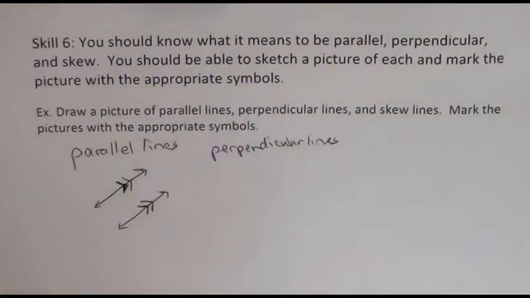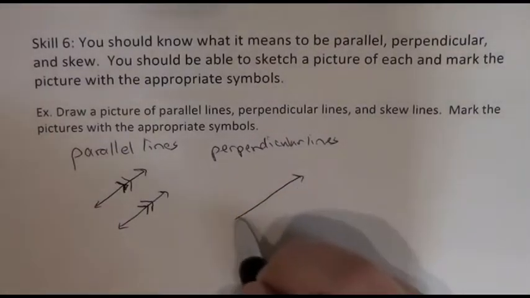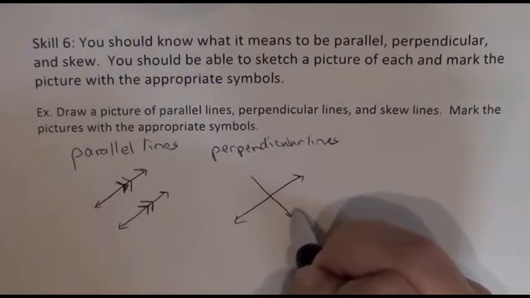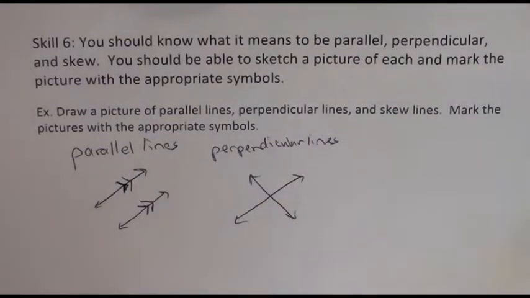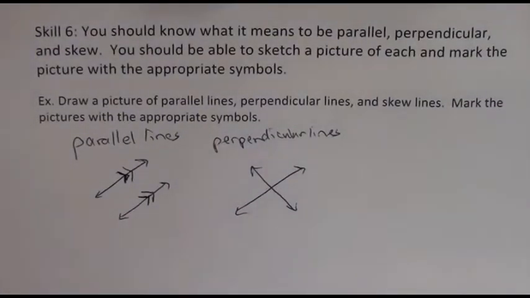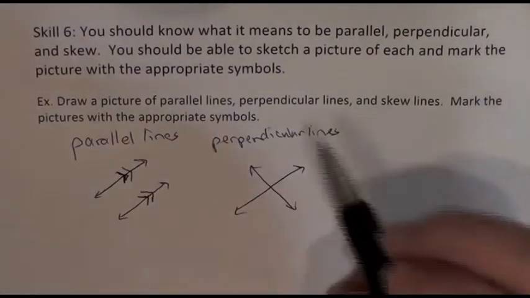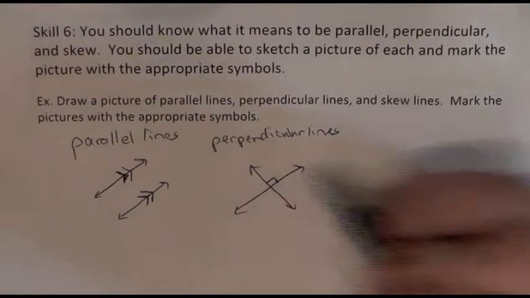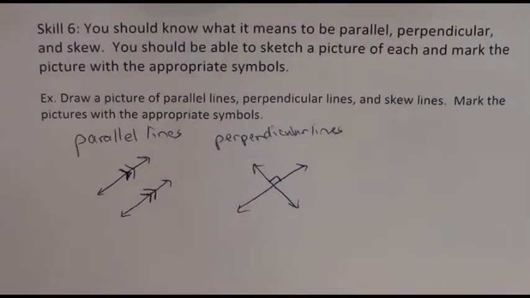Perpendicular lines are lines that cross at a 90-degree angle. So here's one line, here's the other line. Now the marking for perpendicular, to guarantee that they cross at 90 degrees at a right angle, is to put a little 90-degree mark in one of the corners. Right here, that's the symbol for perpendicular.